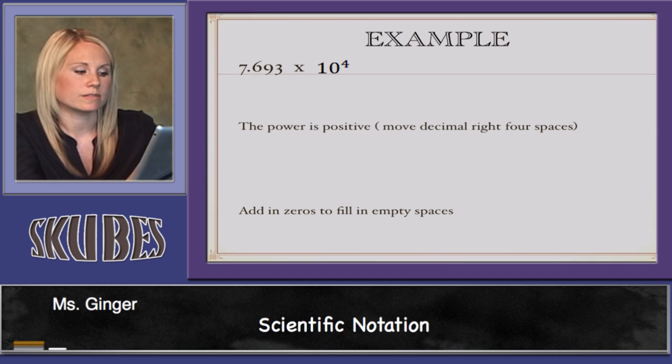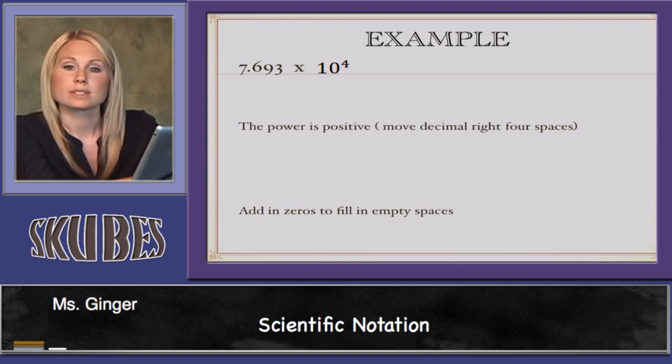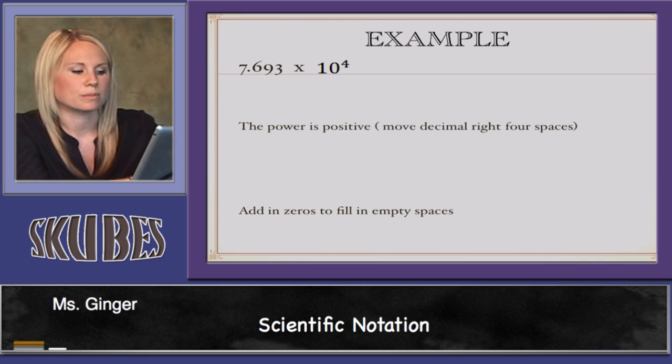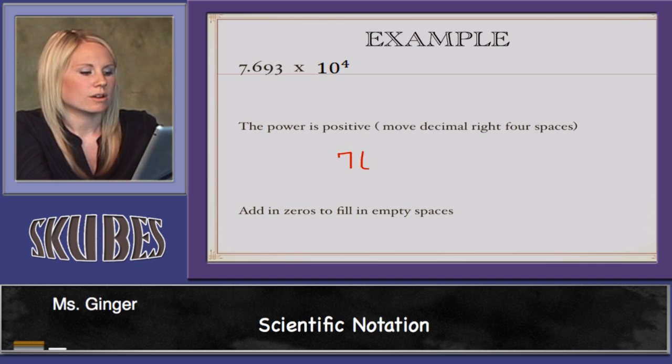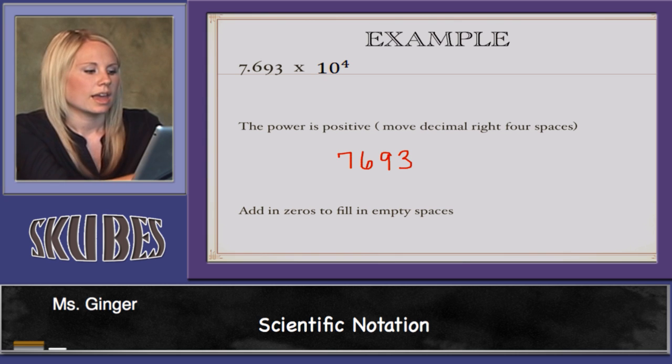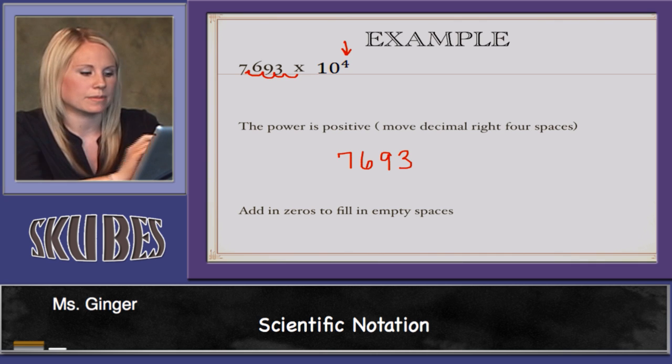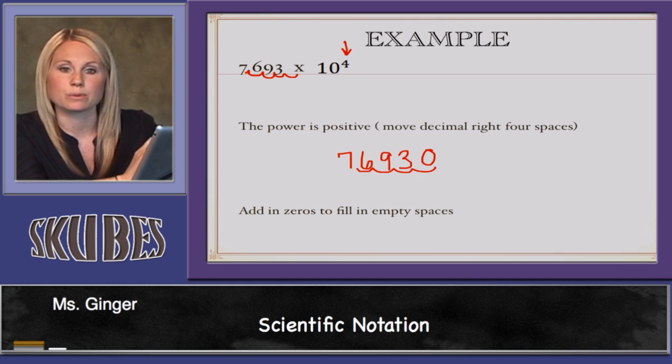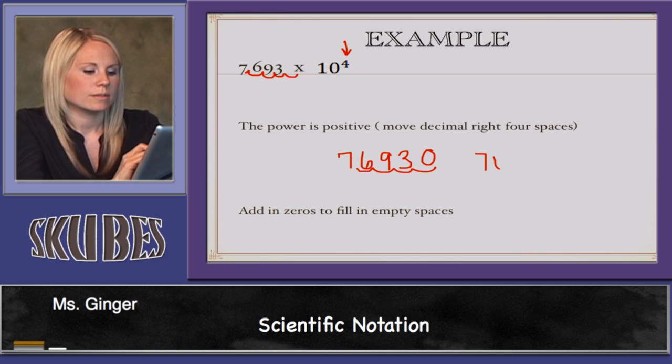So here's an example of this. 7.693 times 10 to the 4th. What would this look like as a standard form number? Well, we're going to write out all our digits, and we're going to move 4 spots, since that is our power and it's positive, 4 spots to the right. So from your decimal, let's count over 4 spots. 1, 2, 3, 4. Notice there's an open, empty gap there. So 1, 2, 3, 4. I'm going to fill that empty space in with a 0. We call those placeholder zeros. So my new number is 76,930.